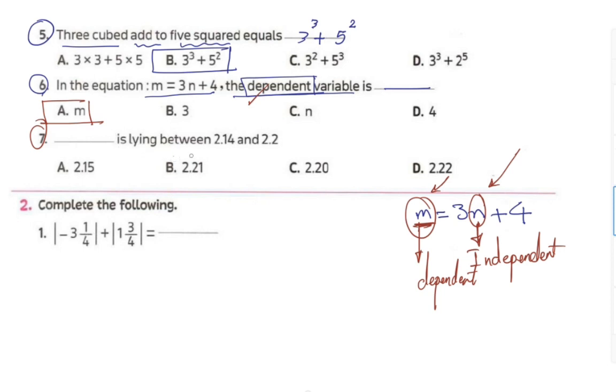Blank is lying between 2.14 and 2.2. I need to find a decimal number in between these two numbers. First, we have two decimal numbers, so you have to have the same digits after the point. 2.14 has two decimal digits, and 2.2 has just one digit. So I have tenths place and hundredths place, but here we have just the tenths place. I need to put what here?